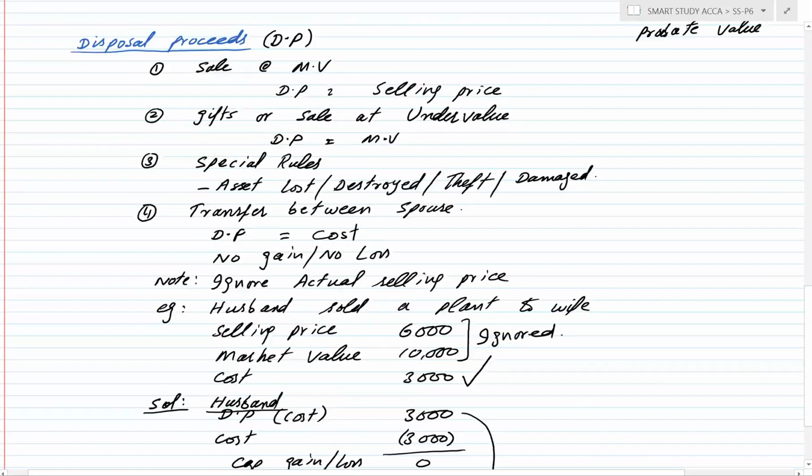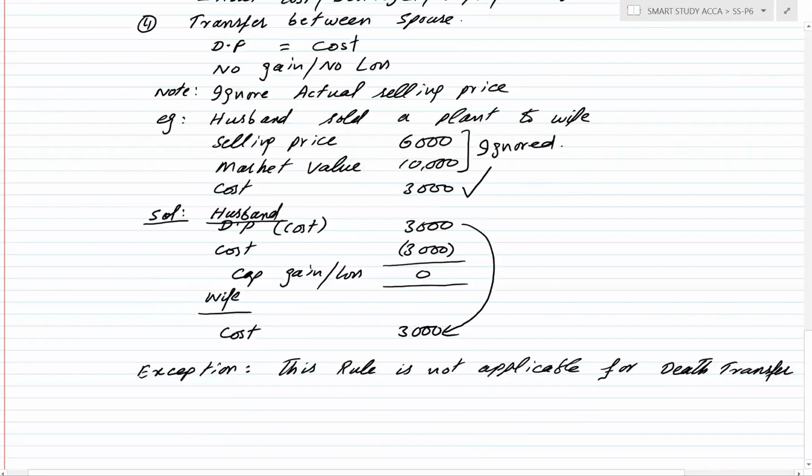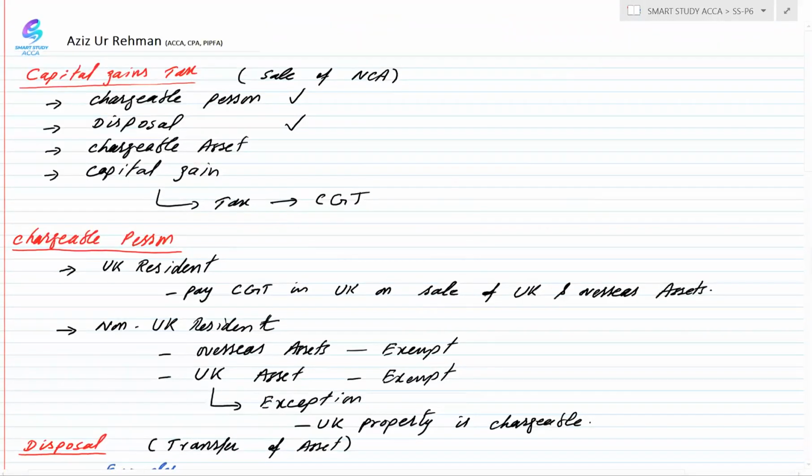Okay, moving forward. So this was all about disposal proceeds. Students, if you have any question, you can ask. So right now we have covered first two terms. First one is chargeable person and second one is disposal. We have covered multiple points related to disposal assets.